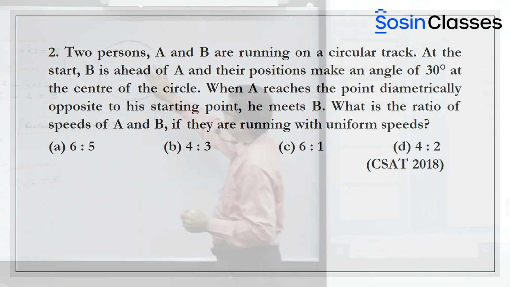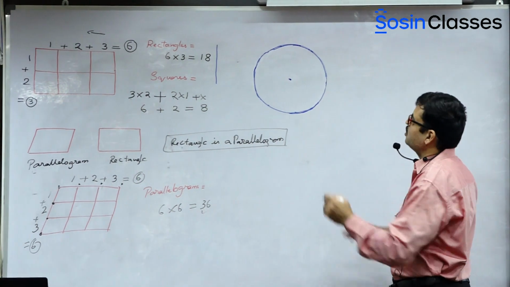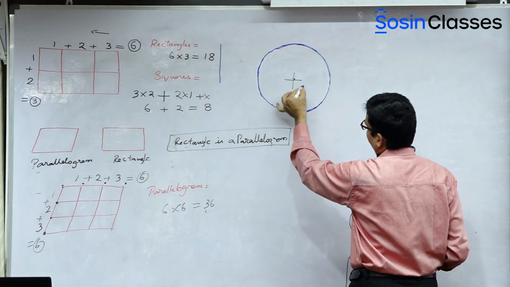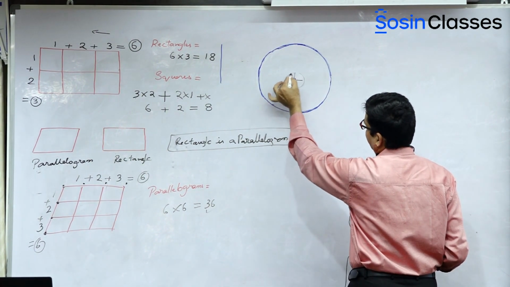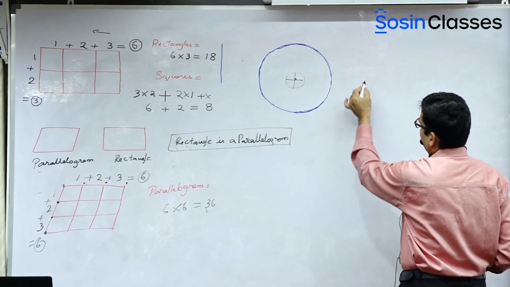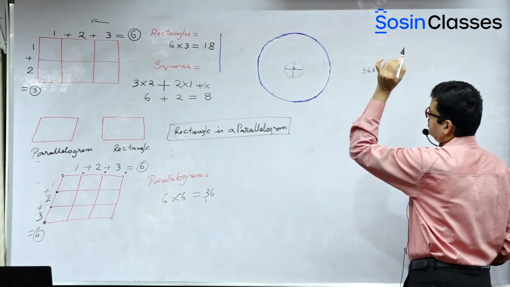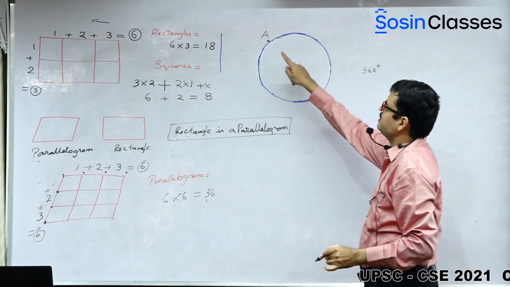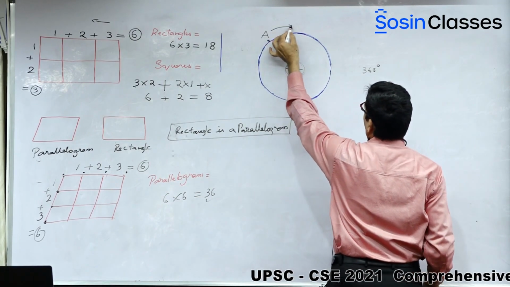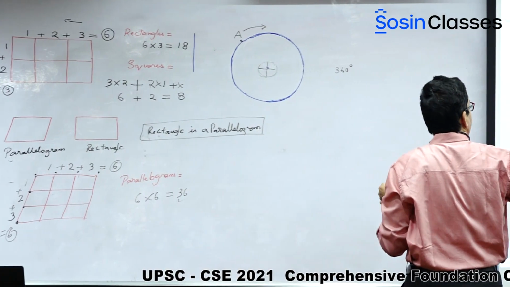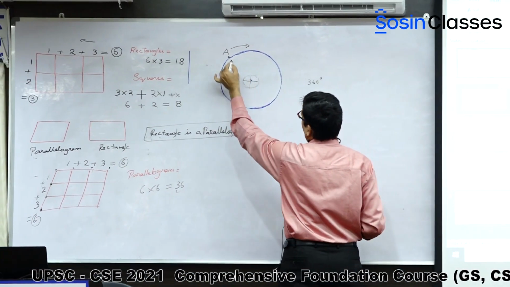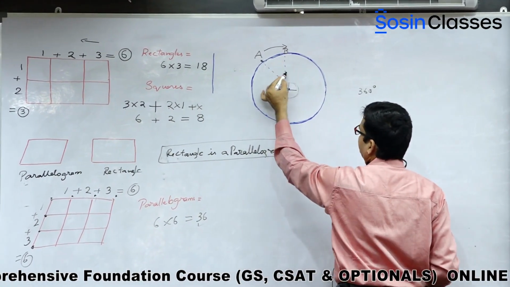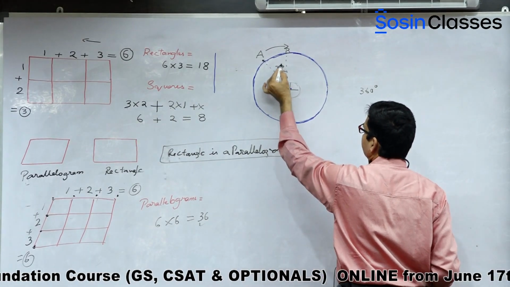Now let us say this is a circular track. Before discussing the question, let us discuss like this. Now if I take like this, tell me what is the complete angle across the axis? The complete angle across the axis is 360 degrees, right? Now let us say that A is here and A is running this way. In the given data, they say that B is ahead of A by 30 degrees. Let us say B is here. So the difference is 30 degrees.